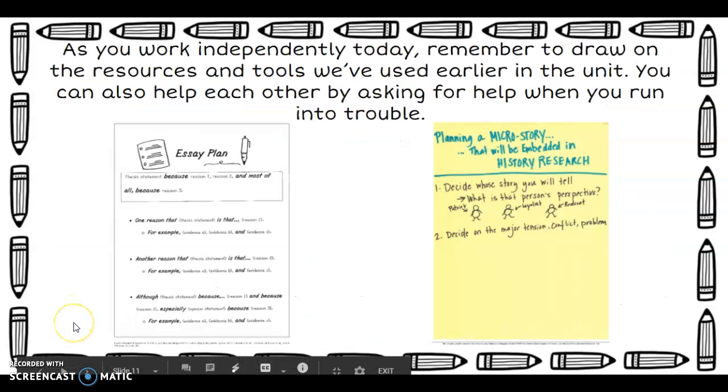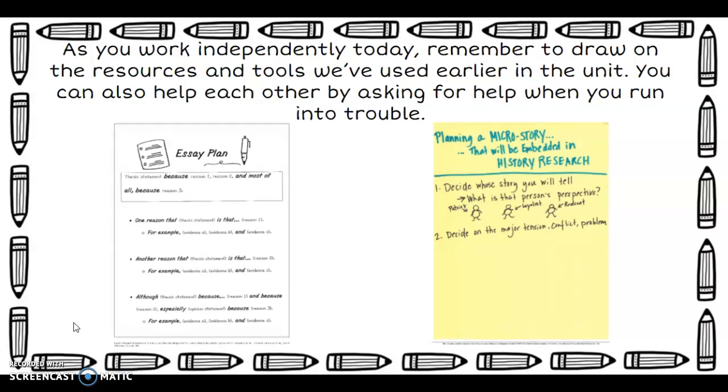So as you work on your own today independently, remember to draw on the resources and tools we've used earlier in the unit. You can also help by asking for help when you run into trouble. If you're working at home, if you have an older brother or sister or a parent that can help you with this. And we want you to use your basic essay plan that we've used in the first go around, the first bend, as well as the ideas that we talked about on the poster with the micro story.